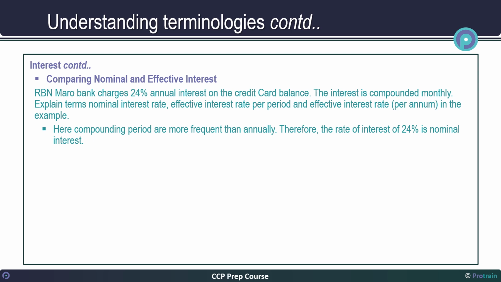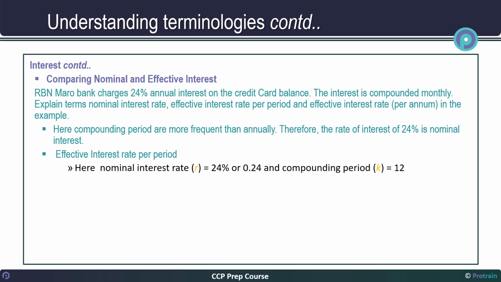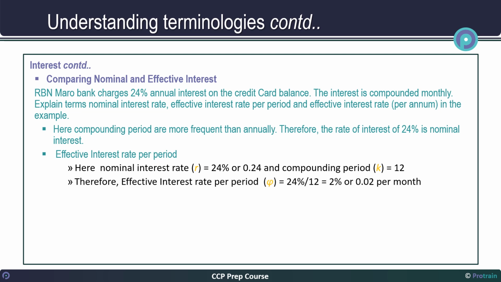Let us calculate effective interest rate per period. Here nominal interest rate, R, equals 24% or 0.24. As the interest is compounding monthly, therefore, compounding period shall be 12, or K is equal to 12. So, effective interest rate per period, or theta, is equal to 24% divided by 12. This is equal to 2% or 0.02 per month.